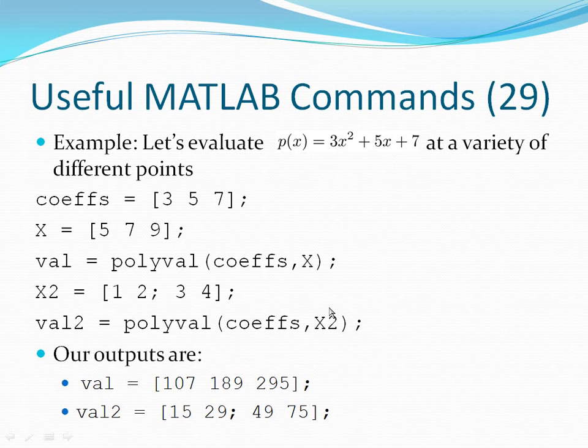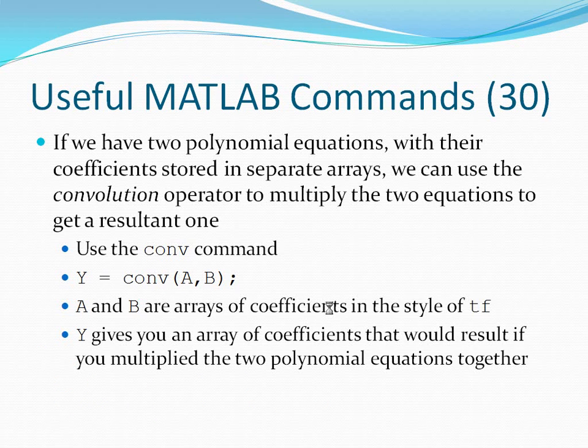So, if you have two polynomial equations with their coefficients stored in separate arrays, in the same style as the TF function that you wrote, and you want to multiply the two polynomials together, you can use what's called the convolution command. I'm not going to go through convolution in the context of signals and systems, but in terms of multiplying polynomials together.